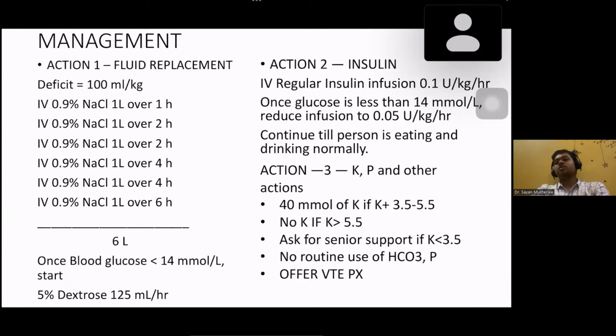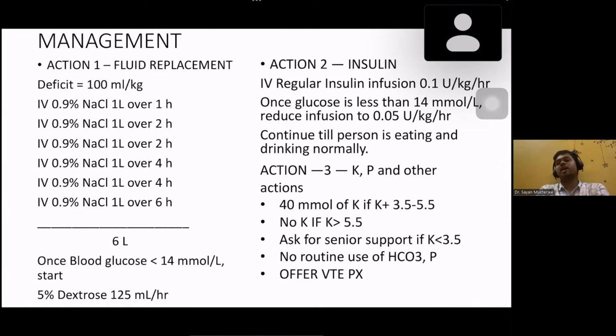And once the insulin starts to take its action and the blood glucose starts falling, and it's less than 14 millimoles per liter, then you can reduce the insulin infusion to half. That is, instead of 0.1 U per kg per hour, you make it 0.05. Also note that in the fluids replacement section, I've added once blood glucose is less than 14, start 5% dextrose.